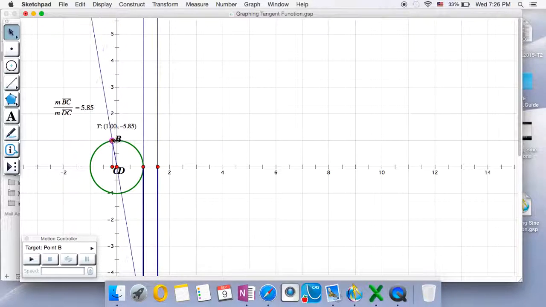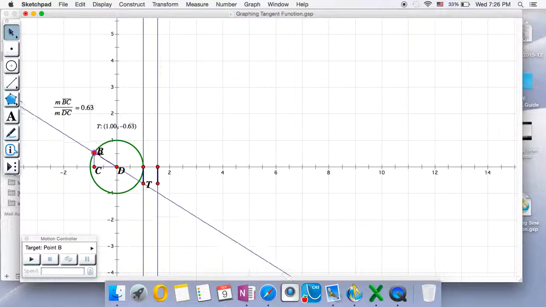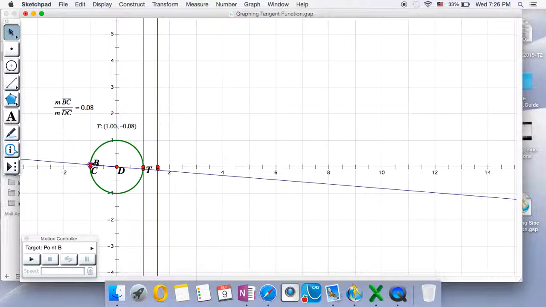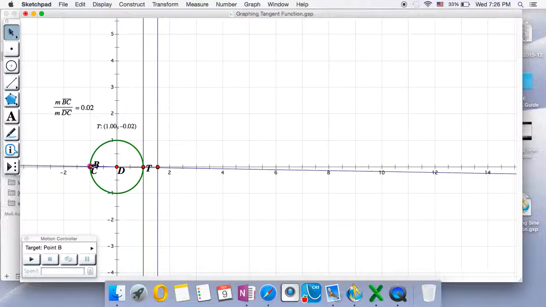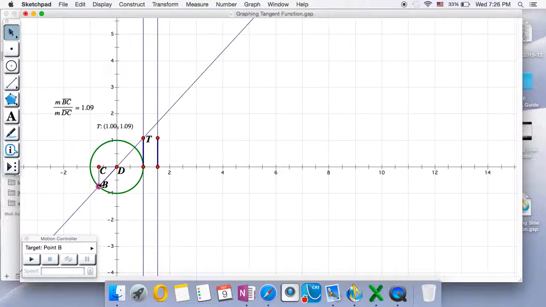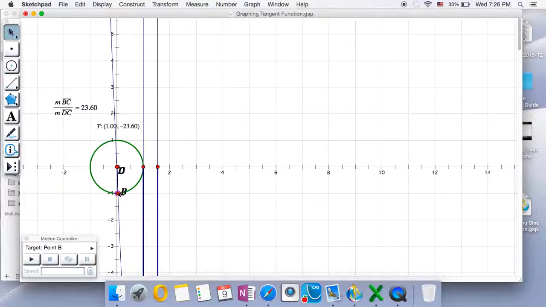And then it starts going back up as point B approaches the point (-1, 0), which is the radian pi. And then it starts going up again as it approaches 3 pi halves, which is 270 degrees. When it passes, it goes all the way back down to negative infinity, and it starts going back up to 0.